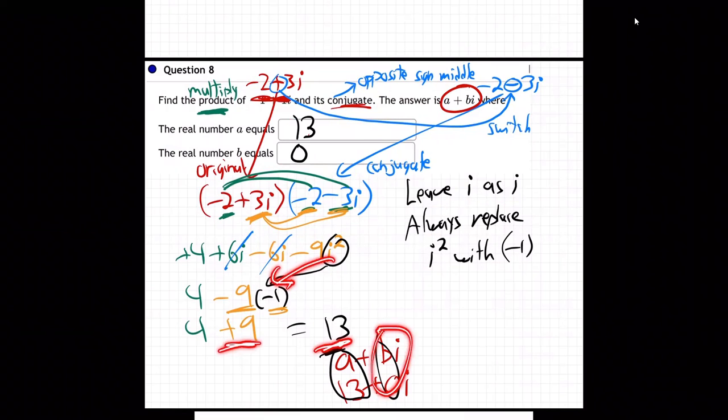So the a is 13, the real part is 13. Right? When they say write it as a plus bi, it means real part and imaginary part. The real part is 13. The imaginary part, the b, is 0. So there we go.